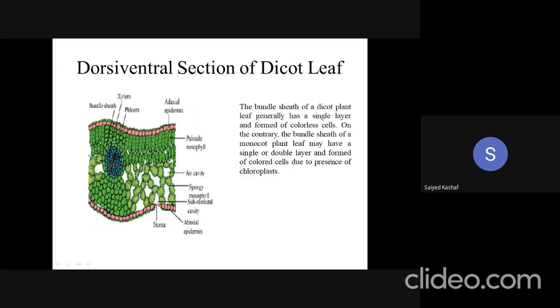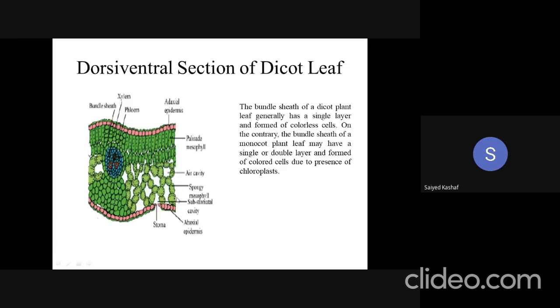This is the vertical section of a dorsiventral leaf, and it contains three parts, namely epidermis, mesophyll, and the vascular system. The epidermis covers both the upper surface, which is the adaxial epidermis, and the lower surface, which is the abaxial epidermis. The abaxial epidermis generally bears more stomata than the adaxial epidermis, and the tissue between the upper and lower epidermis is known as mesophyll.